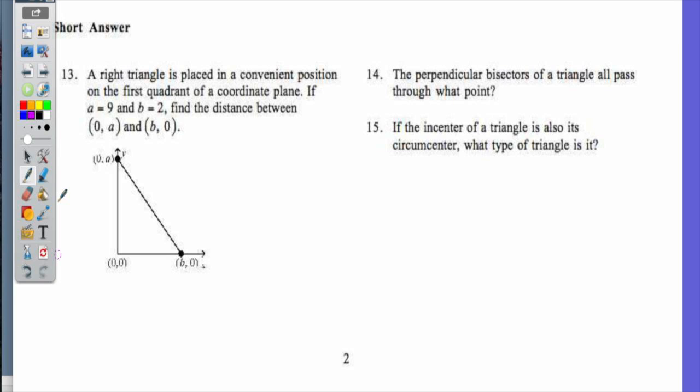Altitude is a fancy term for what word? Height. But we call it the altitude now in geometry, not the height. If the center of a triangle is also its circumcenter, it is an equilateral triangle. That is why on your constructions, I told you how to construct a scalene triangle, because I wanted your circumcenter and your incenter to be in different locations.